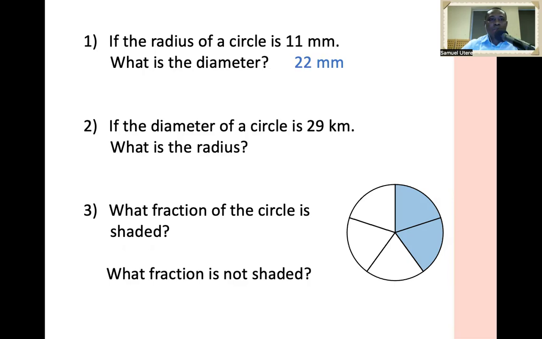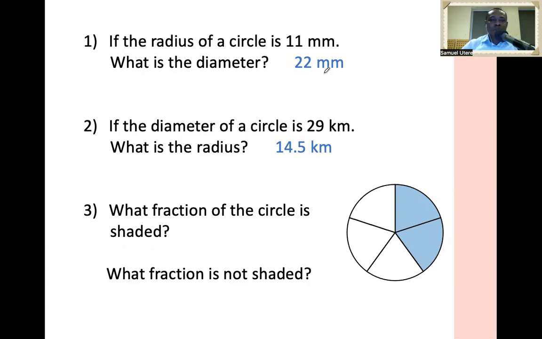Here you were asked, if the radius of a circle is 11 millimeters, what is the diameter? The diameter is twice the radius. So for a circle, the diameter is twice the radius, and twice 11 millimeters is 22 millimeters. Next, if the diameter of a circle is 29 kilometers, what is the radius? The radius is half of the diameter. So half of 29 is 14.5.